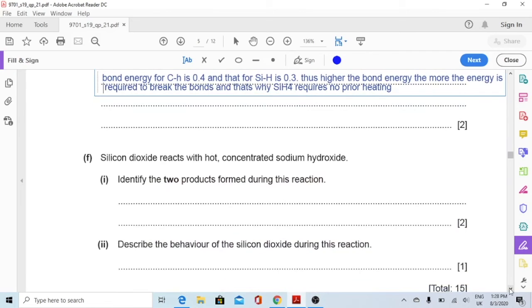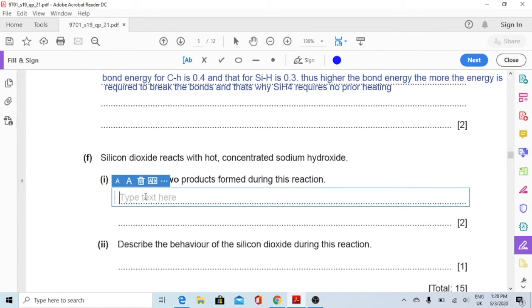Part F, silicon dioxide reacts with hot concentrated sodium hydroxide. Identify the two products formed during this reaction. So silicon dioxide reacting with sodium hydroxide will give you water and sodium silicate. So I'll write here water and sodium silicate, or you can write the formula too. So H2O plus sodium silicate.